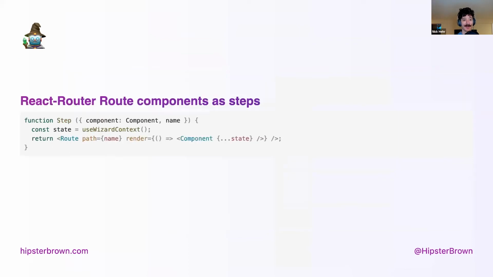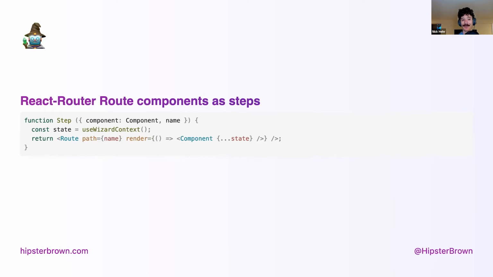And then this is our step components, which is going to use a custom hook we're going to look at coming up next. And it maps the name prop for our step component to the path on the underlying React Router route component. So that way the path in the URL will match the name of our step, making it easy to know exactly what is presented based on debugging or any sort of thing that you look at in the browser.